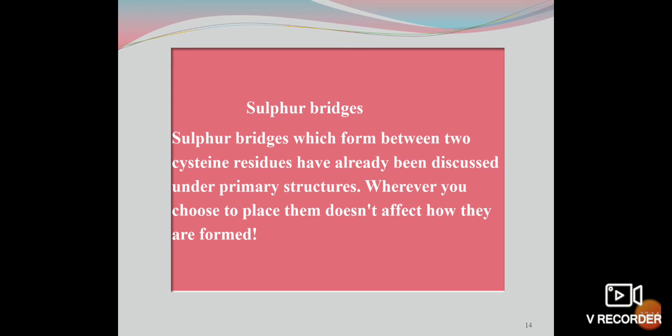So we have discussed the secondary structure, which has two types, alpha helices and beta pleated sheets, which are sheet structures, and tertiary structure, and the forces which hold the tertiary structure of a protein.